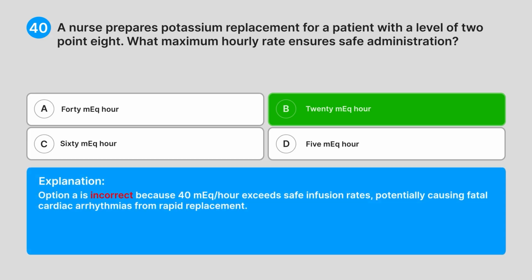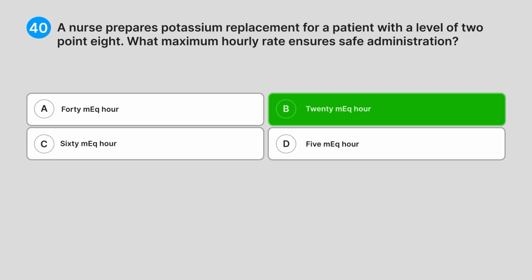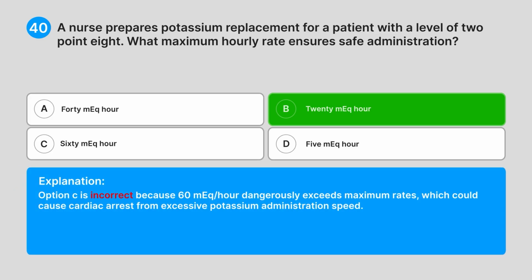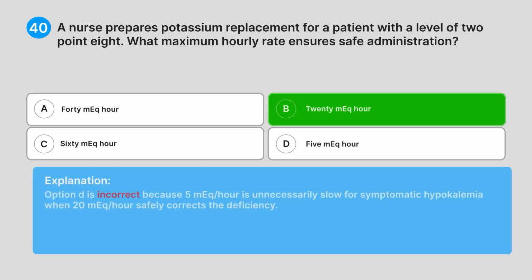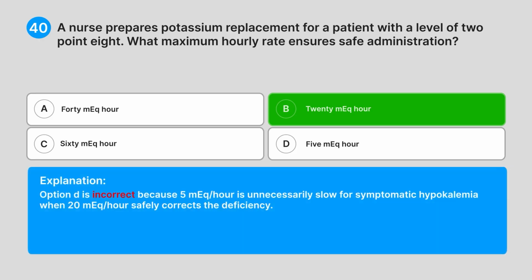Option A is incorrect because 40 mEq/hour exceeds safe infusion rates, potentially causing fatal cardiac arrhythmias from rapid replacement. Option C is incorrect because 60 mEq/hour dangerously exceeds maximum rates, which could cause cardiac arrest from excessive potassium administration speed. Option D is incorrect because 5 mEq/hour is unnecessarily slow for symptomatic hypokalemia, when 20 mEq/hour safely corrects the deficiency.